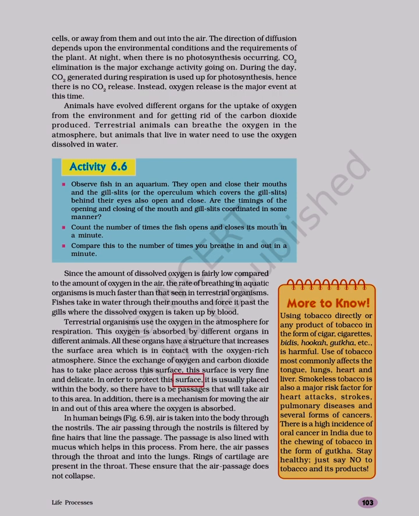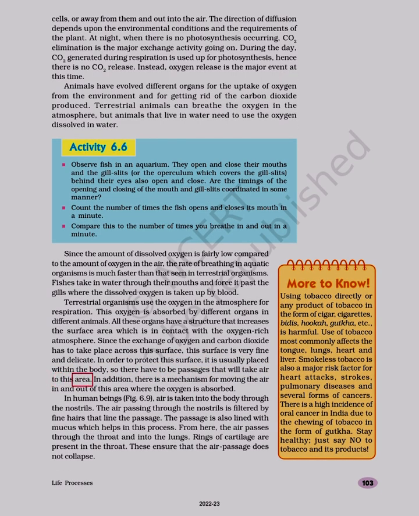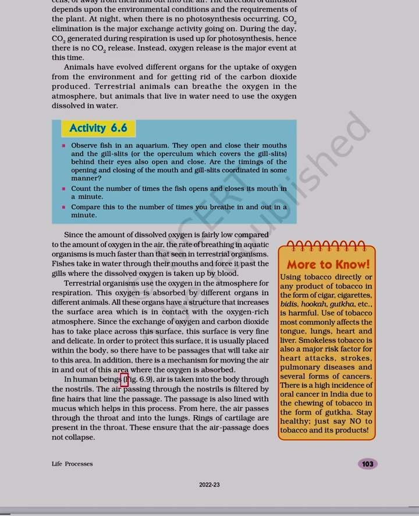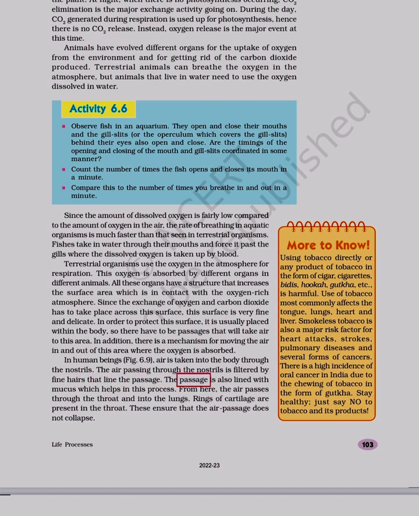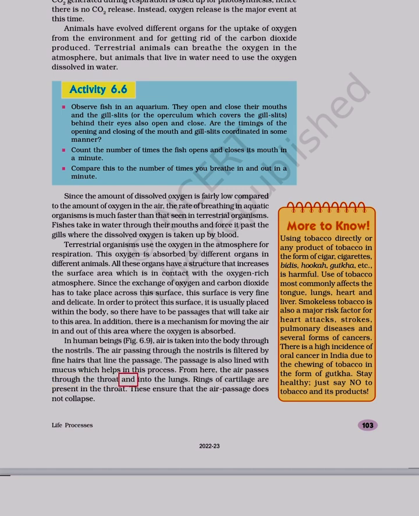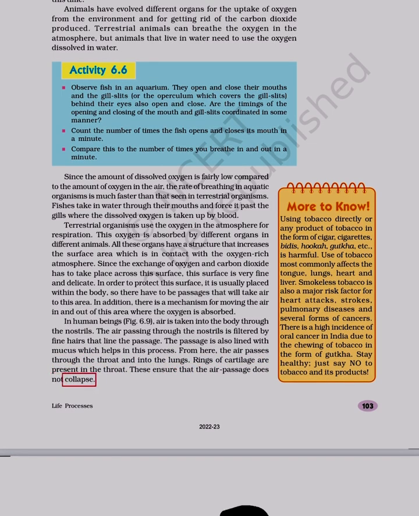In order to protect this surface, it is usually placed within the body. So there have to be passages that will take air to this area. In addition, there is a mechanism for moving the air in and out of this area where the oxygen is absorbed. In human beings, figure 6.9, air is taken into the body through the nostrils. The air passing through the nostrils is filtered by fine hairs that line the passage. The passage is also lined with mucus which helps in this process. From here, the air passes through the throat and into the lungs. Rings of cartilage are present in the throat. These ensure that the air passage does not collapse.